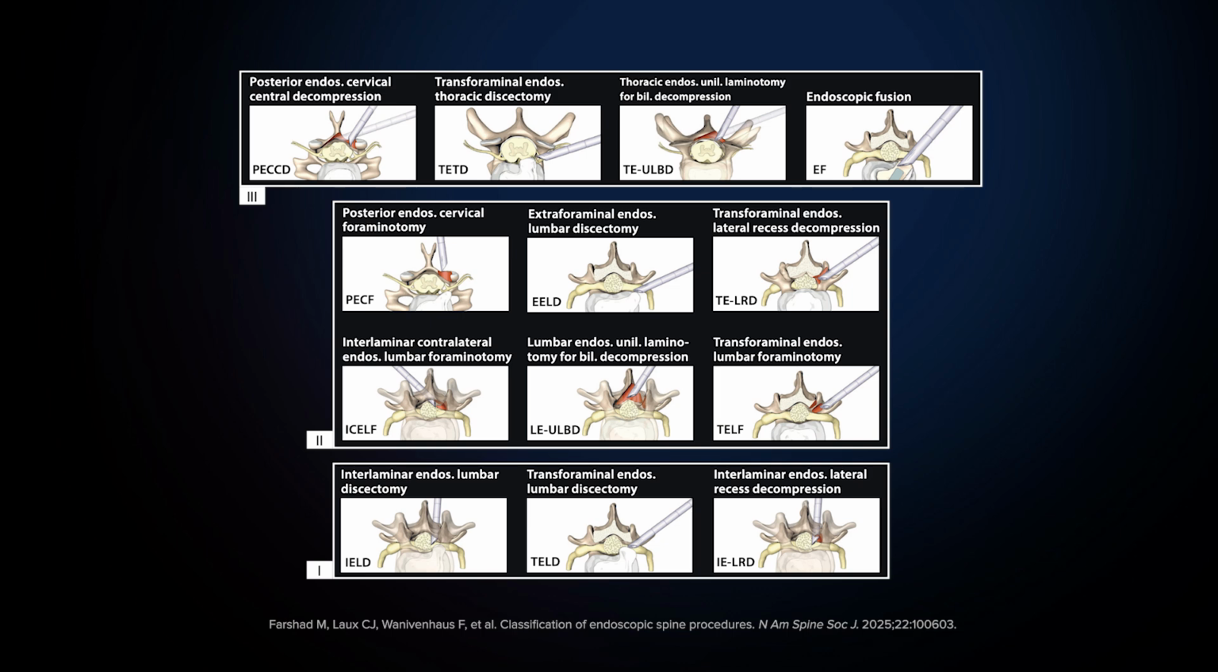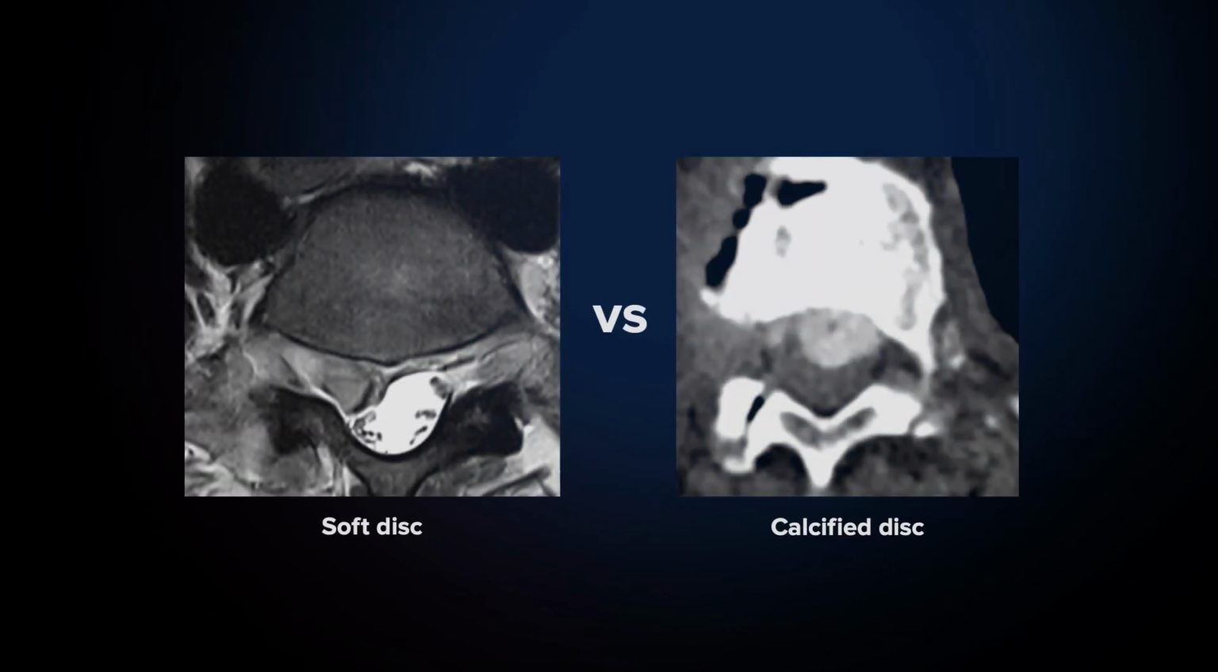Then there is certainly also a complexity associated with the morphology or pathoanatomy that you are treating. Take, for example, a fresh soft disc at L5-S1 compared to a calcified disc in the thoracic region. Clear to every surgeon that these are different animals.